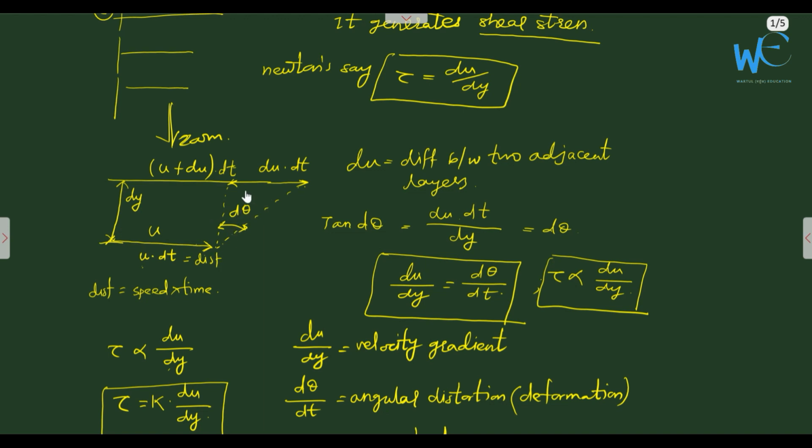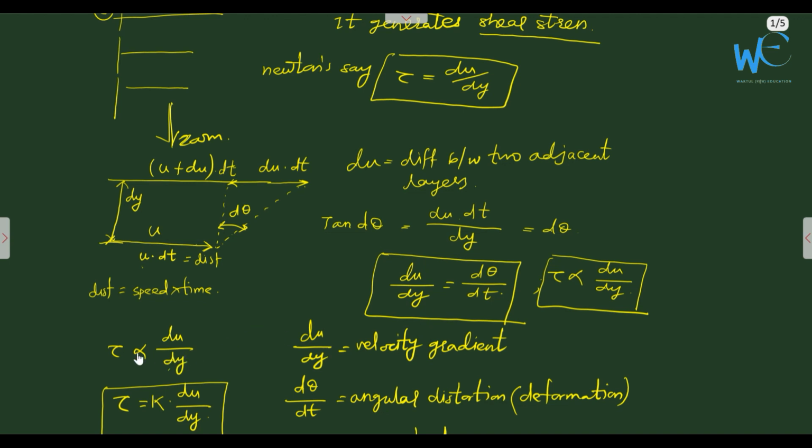So I made an angular relationship. I made one angle theta here, and wrote the difference between these two adjacent layers. So what is du? The difference between the two adjacent layers. And then tan theta is equal to opposite upon adjacent, so du into dt by dy. So what comes? du by dy is equal to d theta by dt. du by dy we already know is the velocity gradient, but d theta by dt is new to you. It is known as deformation. So what we have come to say right now is, velocity gradient is equal to deformation.